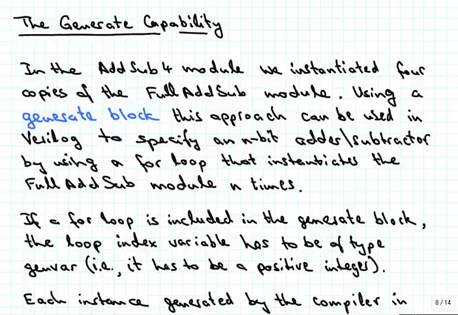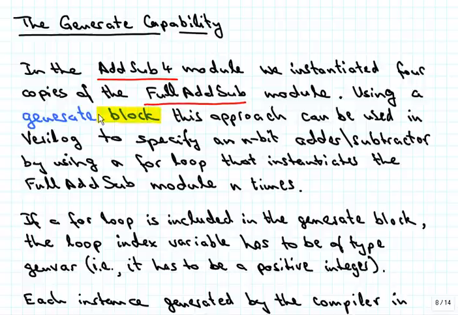In the first part of those videos about arithmetic circuits in Verilog, we had been looking at a module that we call add sub 4. That was an adder subtractor for 4 bits. And there we instantiated 4 copies of a 1-bit full adder subtractor module in order to make the 4-bit ripple carry adder/subtractor. Now, in Verilog, there is a construct which is called the generate block.